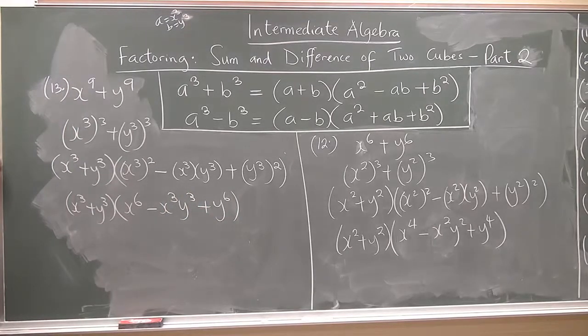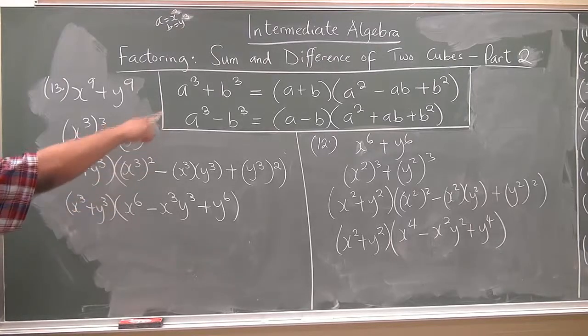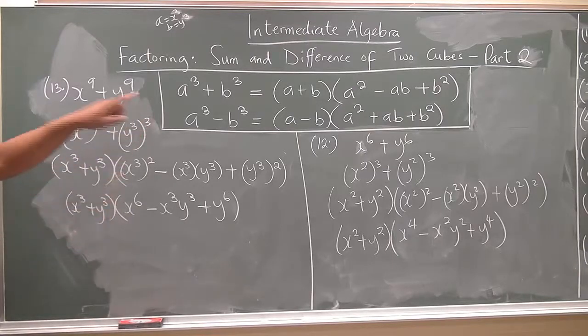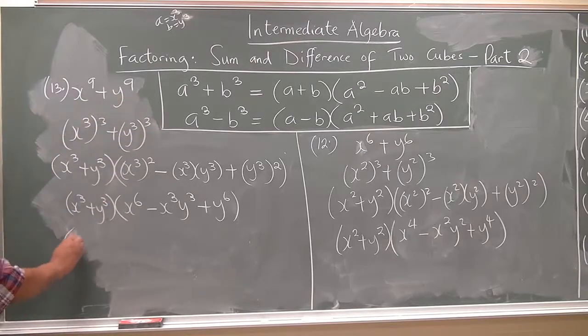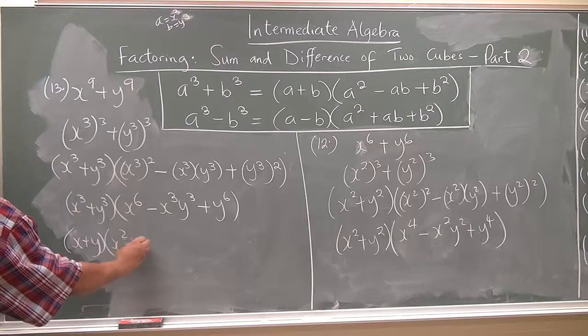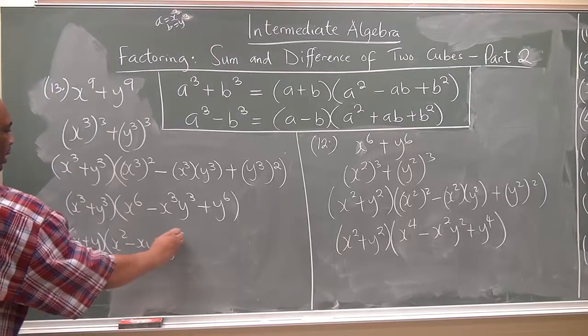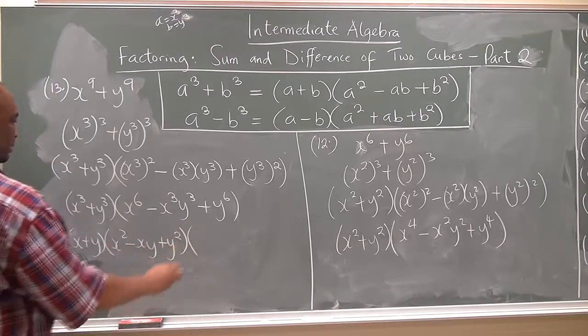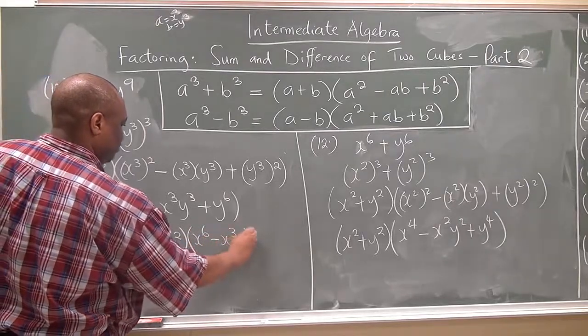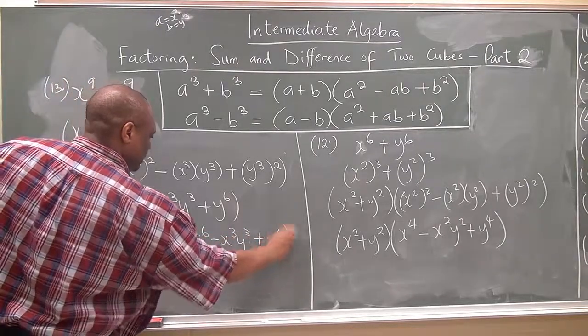Now you know that in x cubed plus y cubed, your a is x and your b is y. So this will be x plus y times x squared minus xy plus y squared times x^6 minus x cubed y cubed plus y^6.